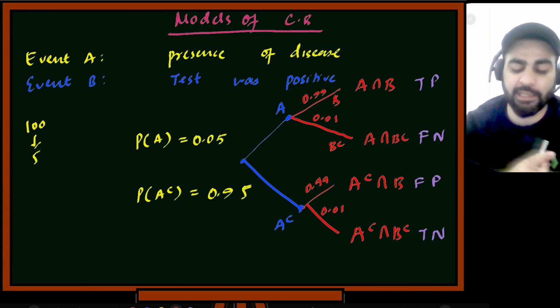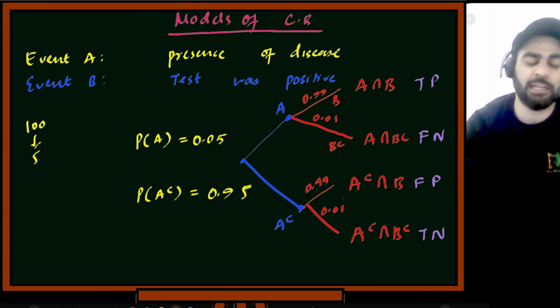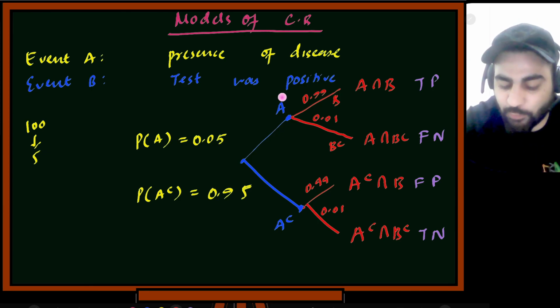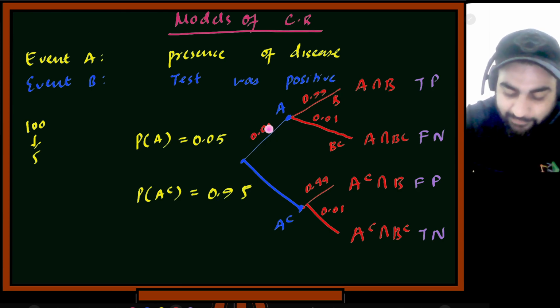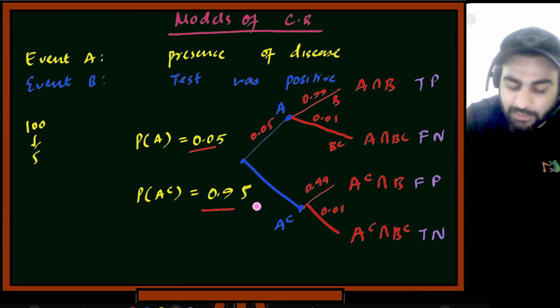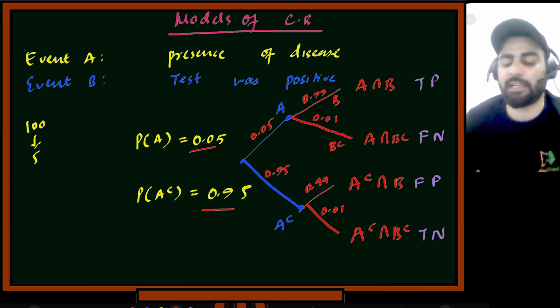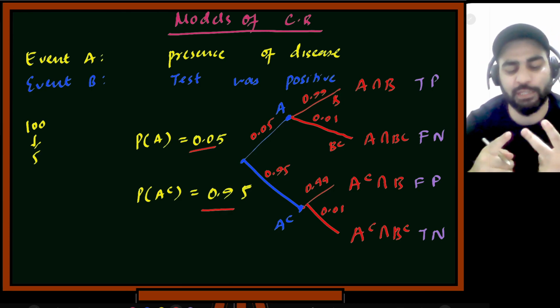I'm saying that event A means presence of disease, there is disease. Event B is the test was positive. The first possibility is that a person can be diseased or not diseased, so I wrote A or A complement. A means he had the disease. What is the probability of having the disease? 0.05, which I wrote over here. What is the probability of not having the disease? This is 0.95. Then we are testing the patients, so there can again be two possibilities: the test can be positive or the test can be negative.